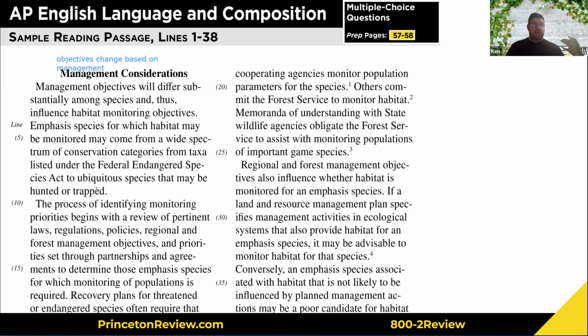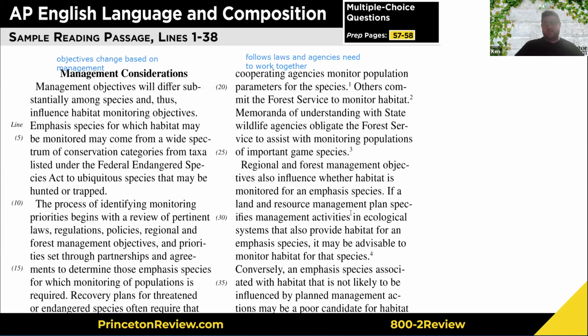"The process of identifying monitoring priorities begins with a review of pertinent laws, regulations, policies." I got it. They have to review laws. "Recovery plans for threatened or endangered species require that cooperating agencies monitor population parameters." I see. So basically, you need to follow laws and agencies need to work together. And notice, I'm not reading any sentence that's really heavy on details, like this last one here about memoranda of understanding within the state.